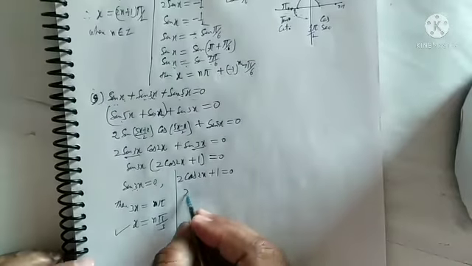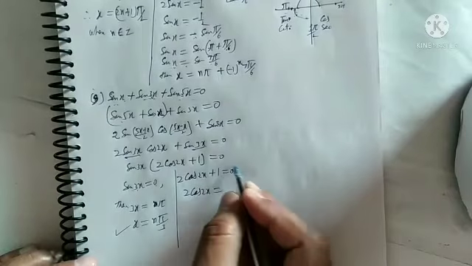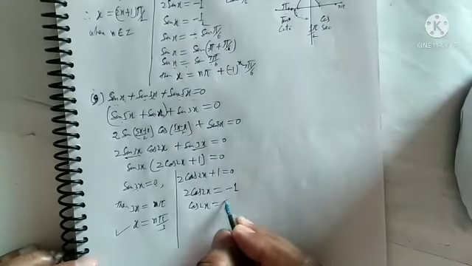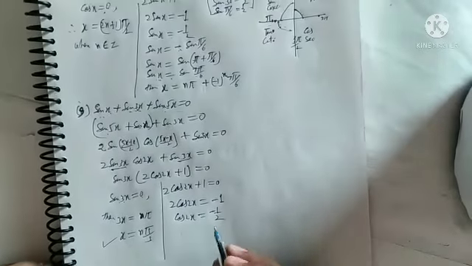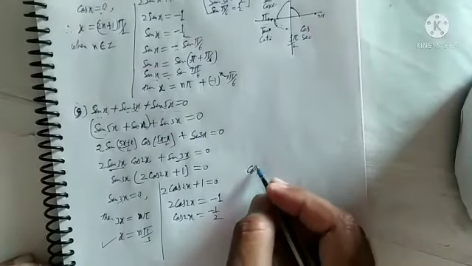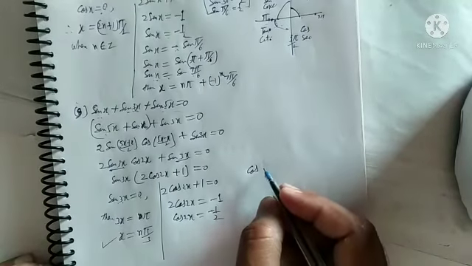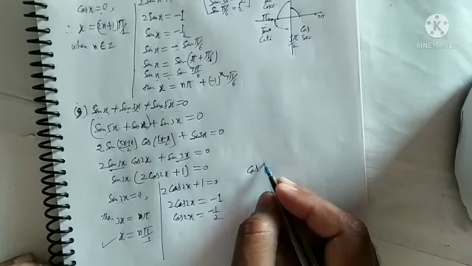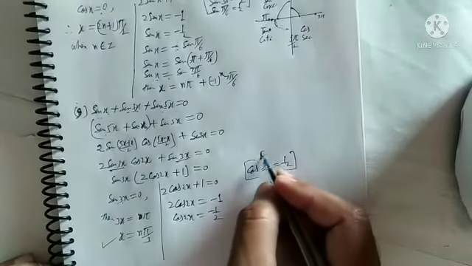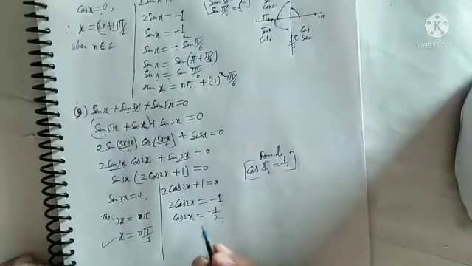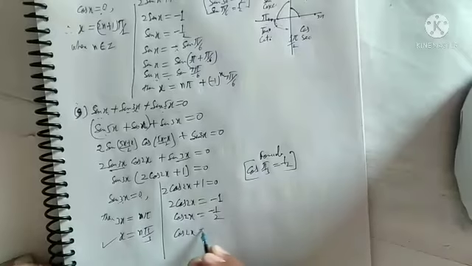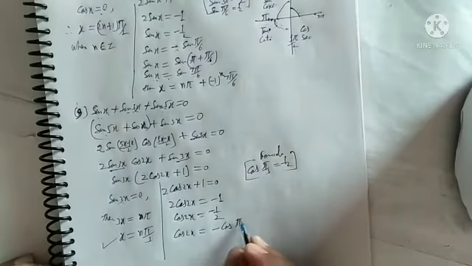Now from this term, what do you do? 2 cos 2x is equal to, transposing this one, minus 1. Then 2 will go down, so cos 2x is equal to minus 1 upon 2. Now, 1 upon 2 is the value of cos for which angle? Cos 60 degrees, and 60 degrees means pi upon 3. Cos pi upon 3 is equal to 1 upon 2. That is the formula. So in place of 1 upon 2, write cos pi upon 3. So we write here cos 2x is equal to minus cos pi upon 3.